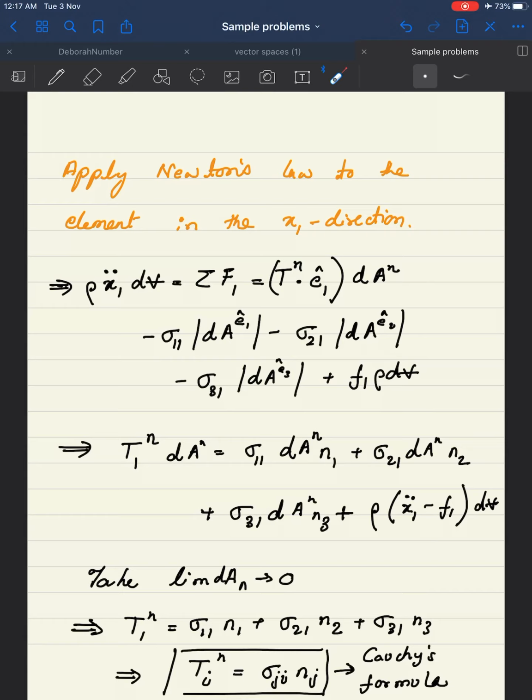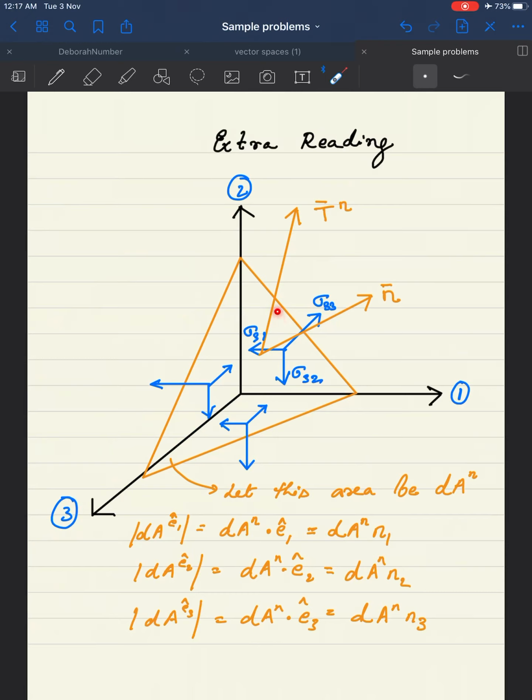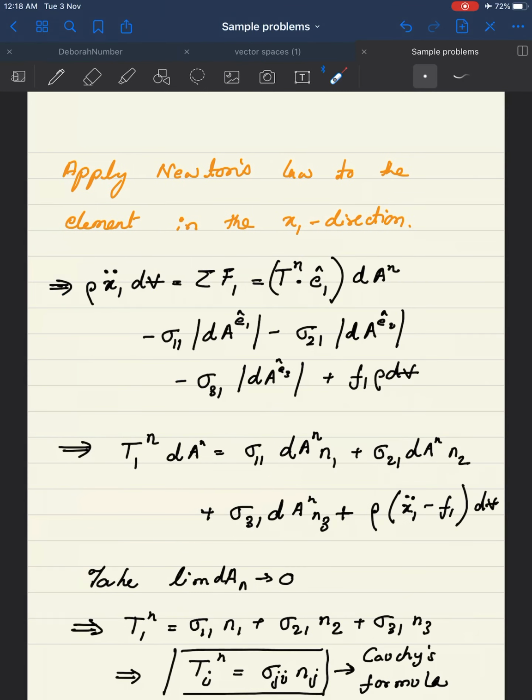But as you shrink this, as you take the limit of dA tending to 0, the mass term of this control volume becomes negligible, and it shrinks faster than the surface forces. So this particular term goes to 0, but the rest of the terms remain. Thus the traction vector can be written as sigma 11 n1 plus sigma 21 n2 plus sigma 31 n3.